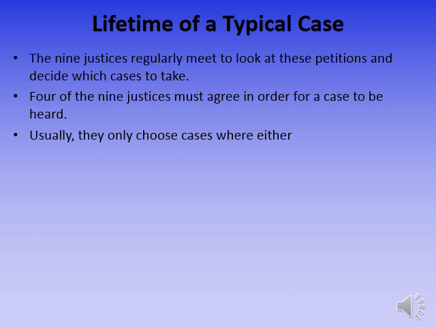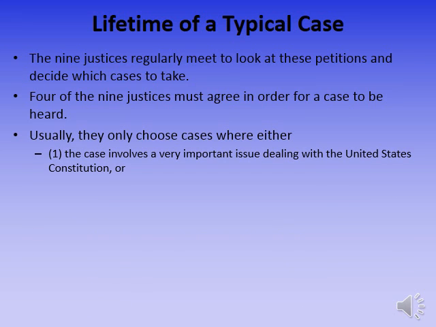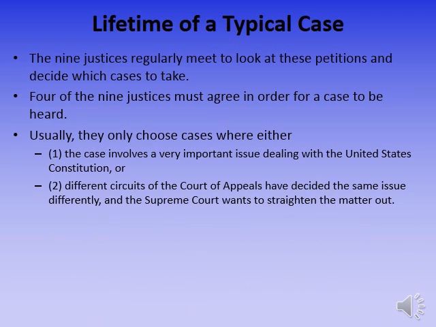Usually, they will only choose cases where either one of 2 things is true. The first thing is the case is involving a very important issue dealing with the United States Constitution, or maybe some other aspect of federal law, but it's something that's really, really important that we really need to get settled. Or it could be a situation where different circuits of the Court of Appeals have decided the same issue differently. And then the Supreme Court wants to straighten that situation out, because we don't want different courts in the same country to be deciding the same thing 2 different ways. We want some kind of stability and certainty in the law.